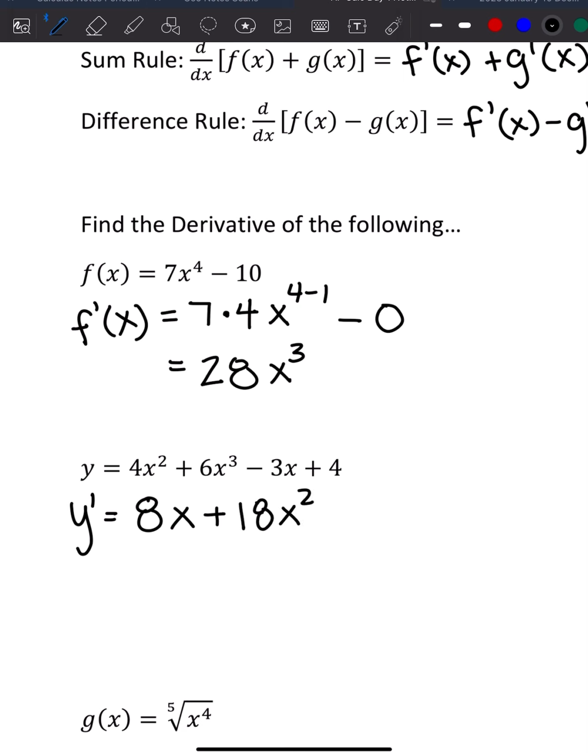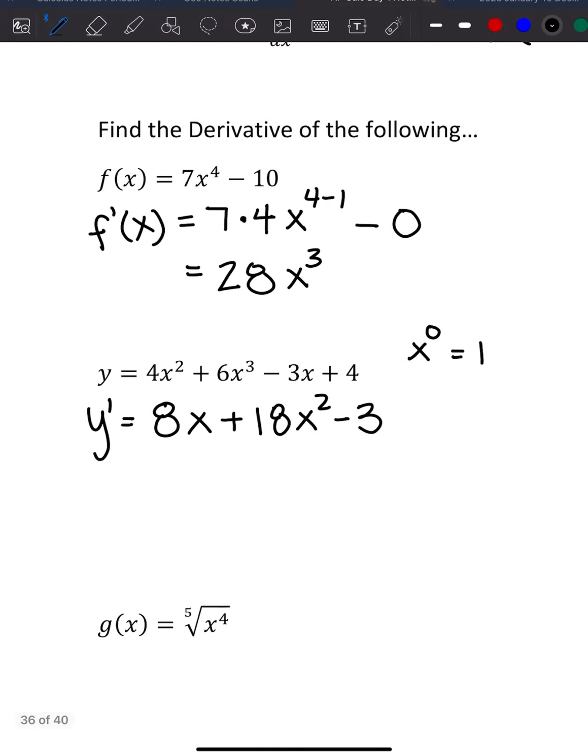x squared. When we have something raised to the first power, we have 1 times negative 3, and then when we bring our exponent down 1, we would get x to the 0 power, but x to the 0 power is 1, so when we multiply it, it just goes away. And then we have a plus 0, which we don't even need to write. So when I'm doing this, this would be all I have to give in order to find that derivative.